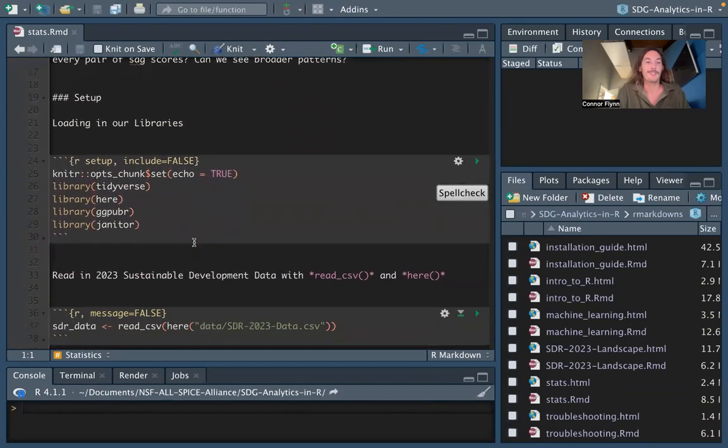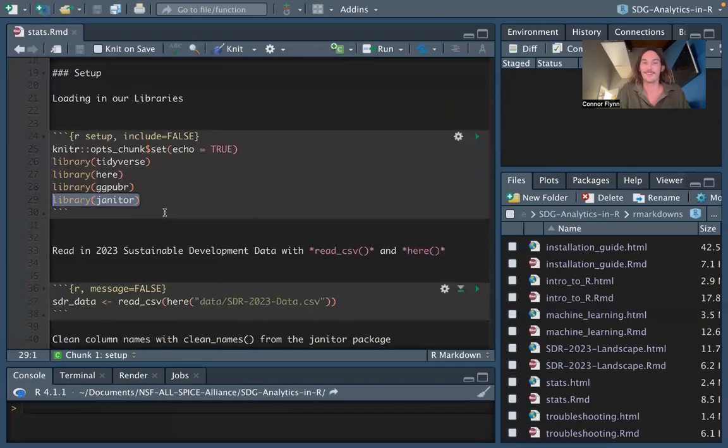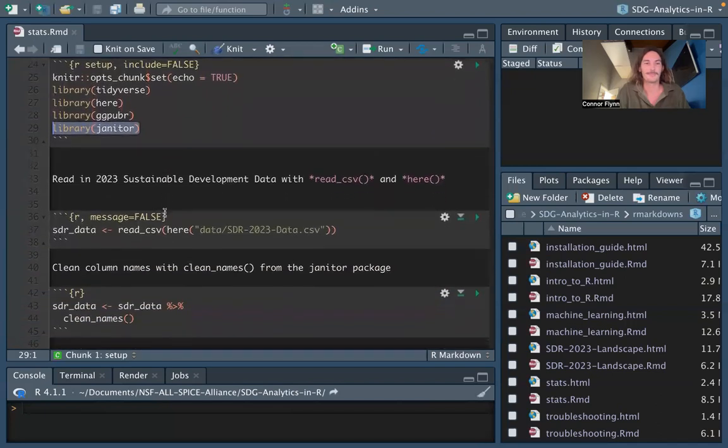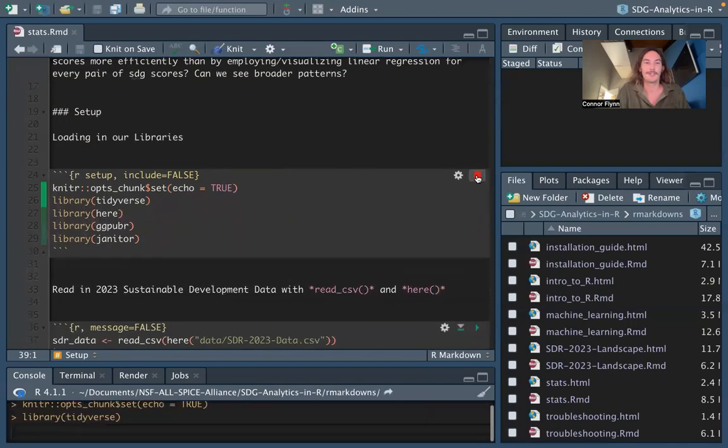The libraries we use are tidyverse, as always. We use the here function for reading in our data. And this ggpubr is the package that we use to calculate those correlation coefficients that we talked about. And then as always, library janitor to clean our column names. So let's start here by running this top code chunk, our libraries.